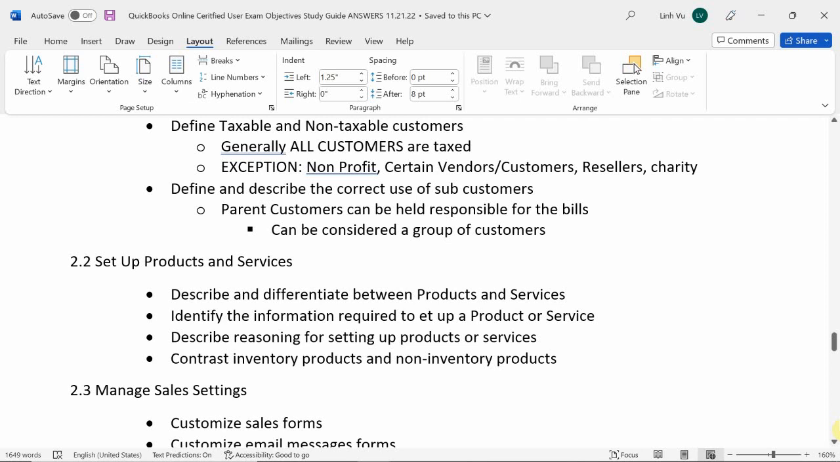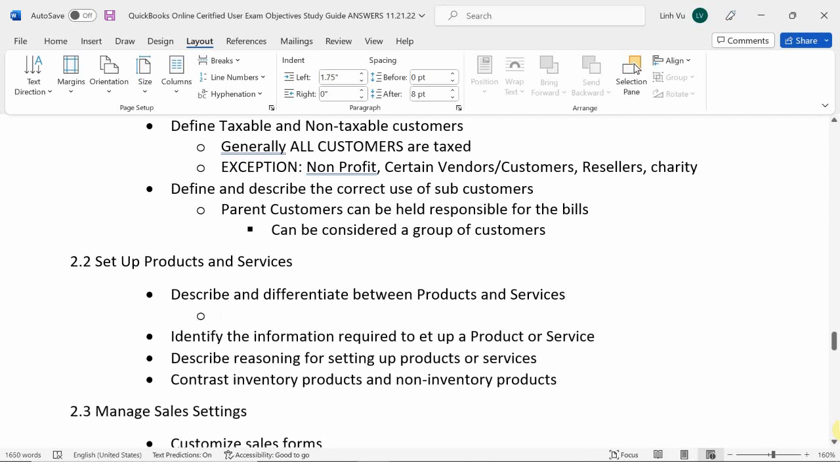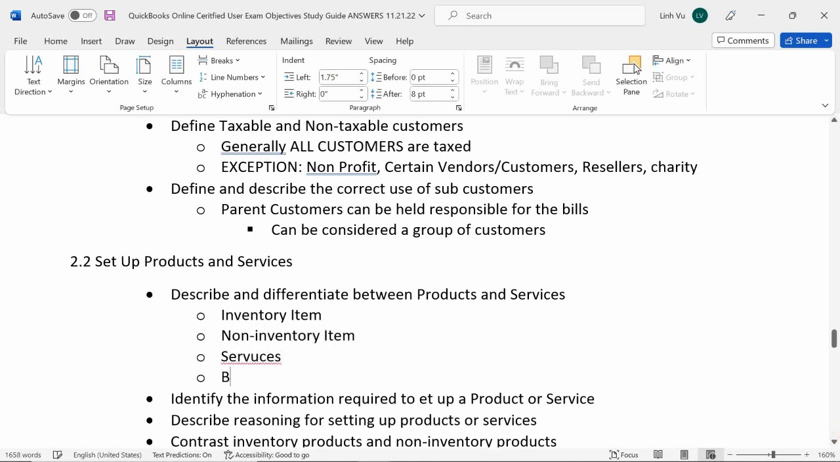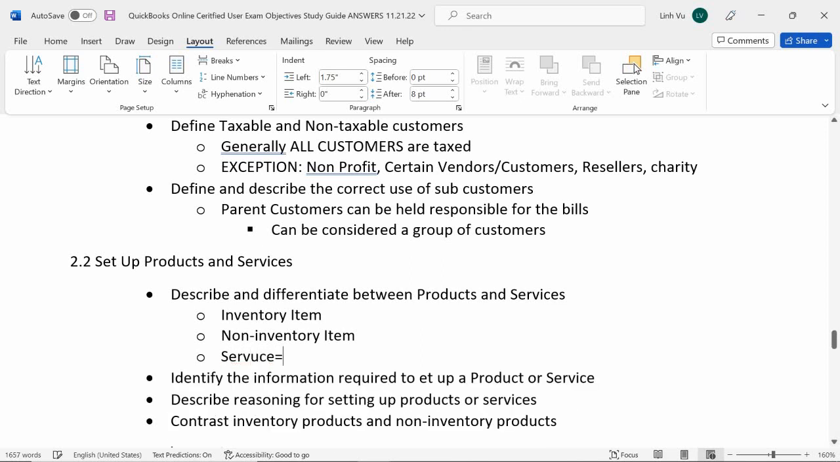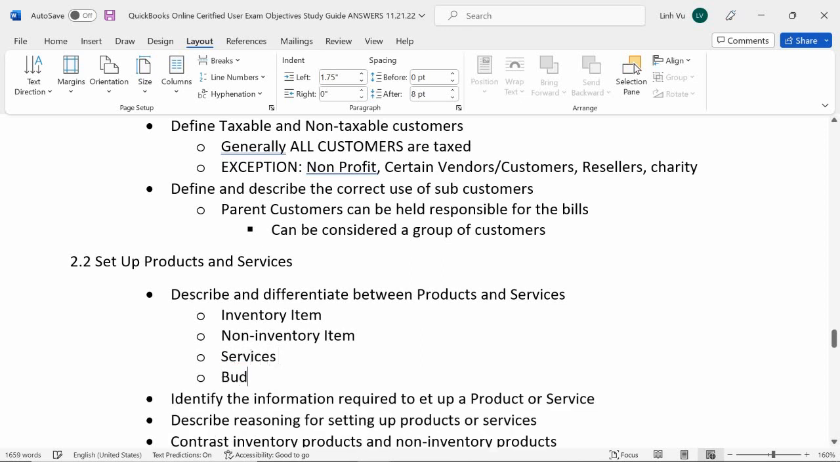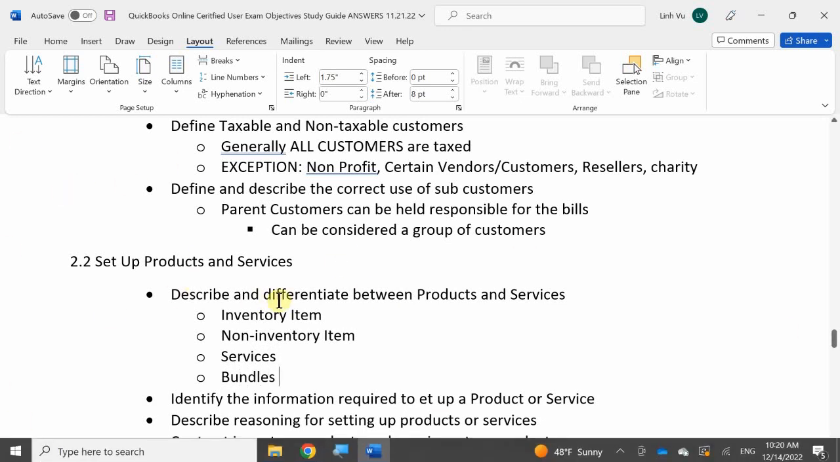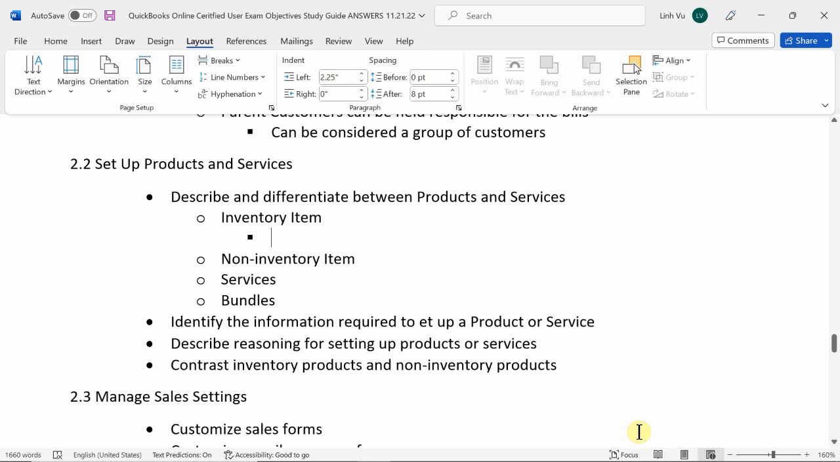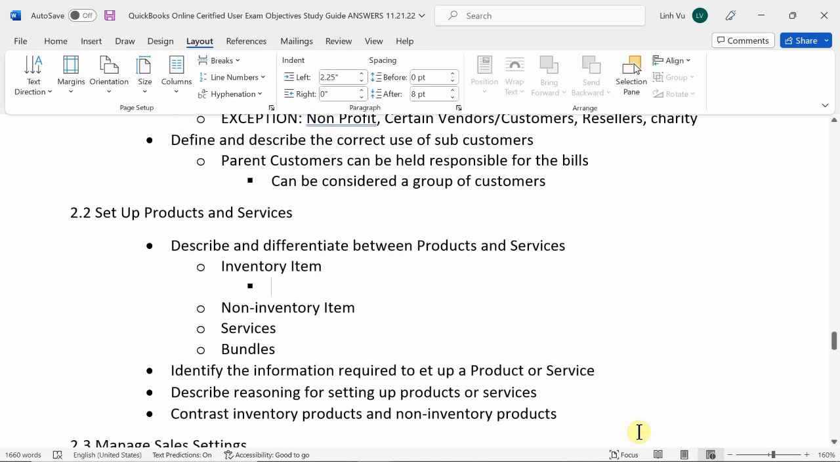So again, what do you need to know for each and every single one? Well, we know that there's an inventory item, non-inventory item. We have services and we have bundles. Right? Now, can we identify what each one represents? What do inventory items do? With the inventory items, you will have your cost of goods sold.